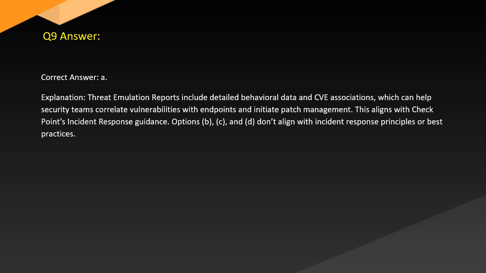Answer. Correct answer: A. Explanation. Threat emulation reports include detailed behavioral data and CVE associations, which can help security teams correlate vulnerabilities with endpoints and initiate patch management. This aligns with Check Point's incident response guidance. Options B, C, and D don't align with incident response principles or best practices.